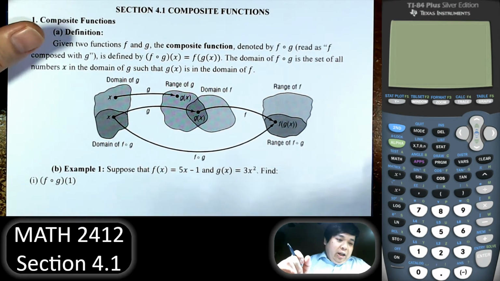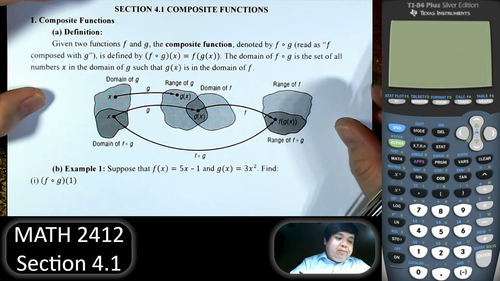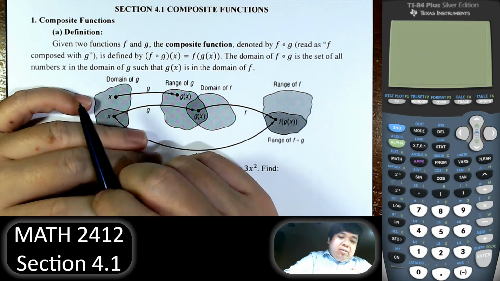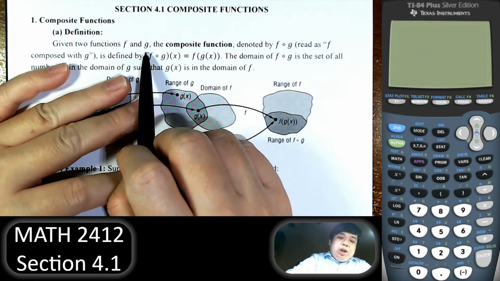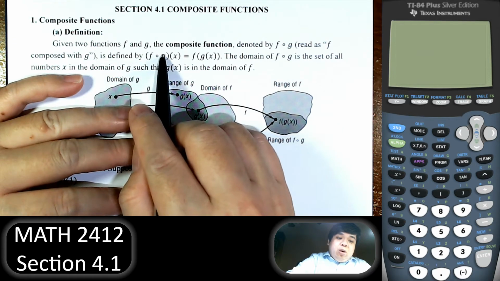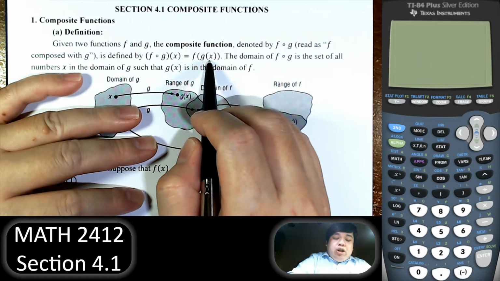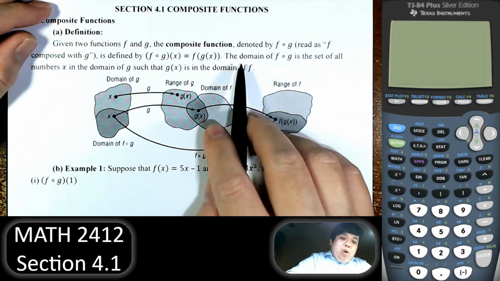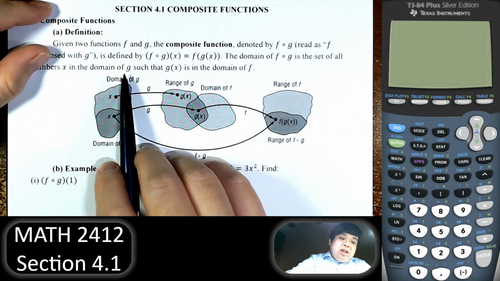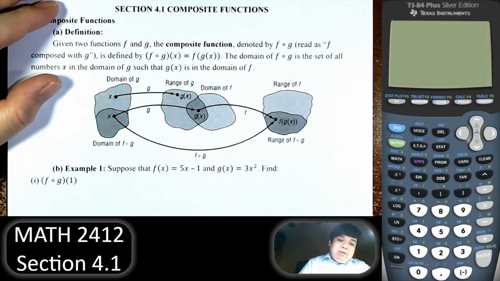Hi everybody, welcome to another video in Precalculus section 4.1. We study composition of two functions. So we have function f and function g. The composition of f and g, denoted f little circle g of x, or we just say f of g of x. The domain of f of g of x is the set of all the x in the domain of g, such that g of x is in the domain of f.